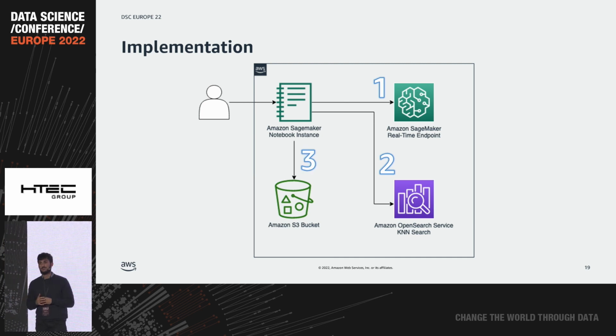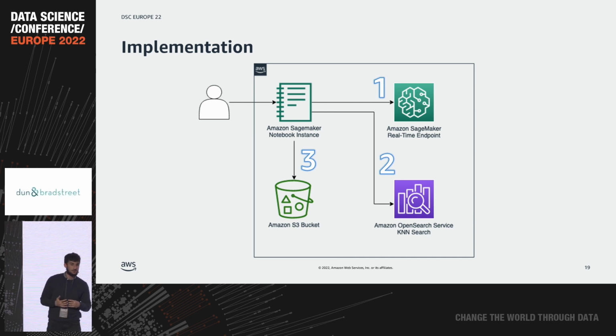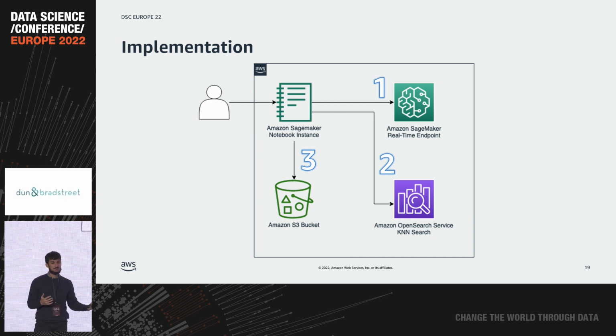And finally, we're going to be storing all our images in our Amazon S3 bucket. So later, our AWS Lambda function can access it and retrieve it back to the end user.